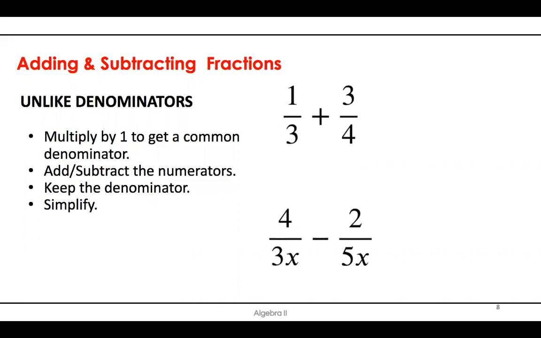So I can make my 1 be whatever I want it to be. So if I have 1/3 plus 3/4, I'm going to look at this 4 in the denominator, and I'm going to use that to make my 1 for the 1/3. So I'm going to take the 1/3 and multiply by 4/4. Because 4/4 is 1, it just looks different. So 4 times 1 is 4, and 4 times 3 is 12.